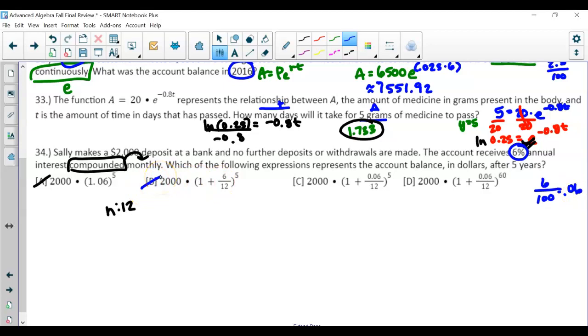Then you also have to remember that outside you have the exponent, not just raised to the 5th power, but you have to multiply that by the n value as well, which is 12. That's why the exponent should be 60, and that's why the answer is D.